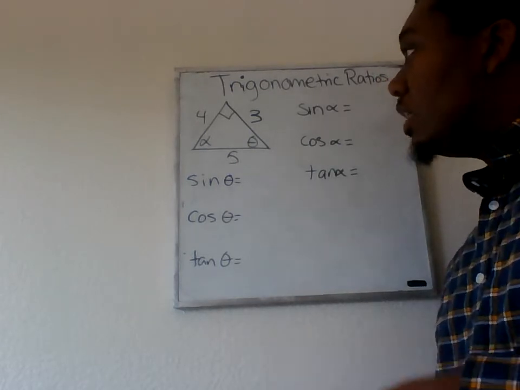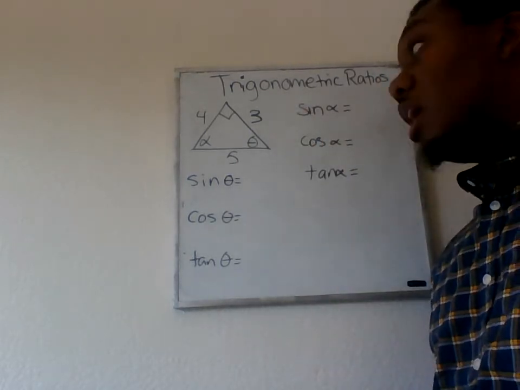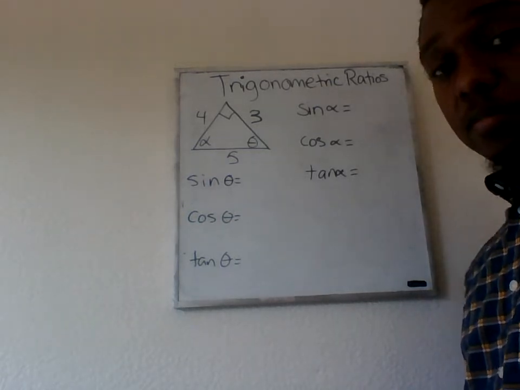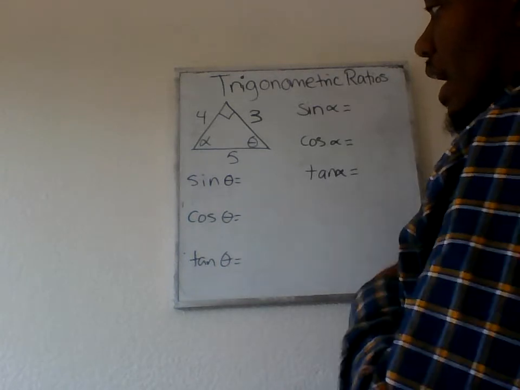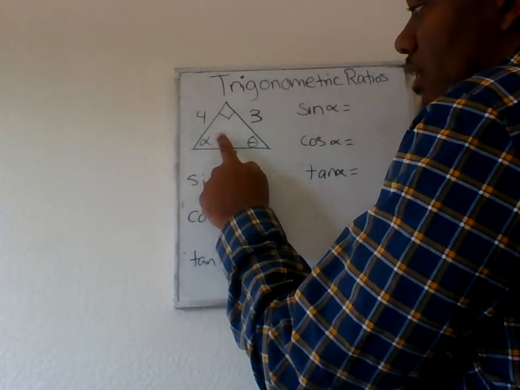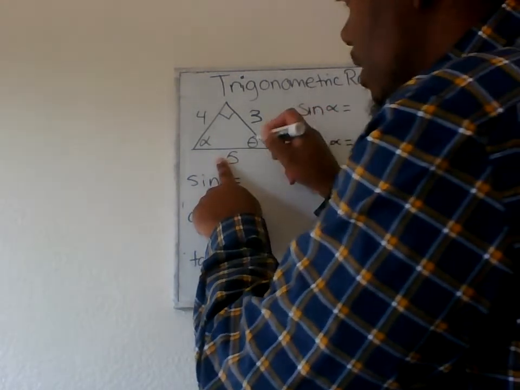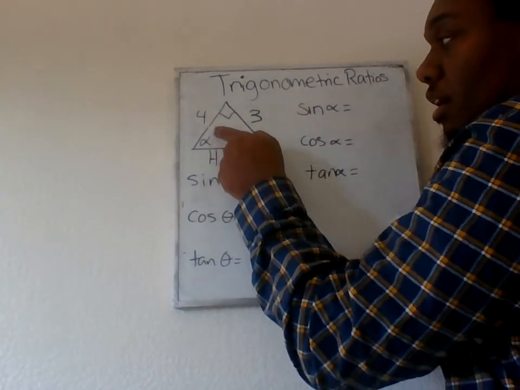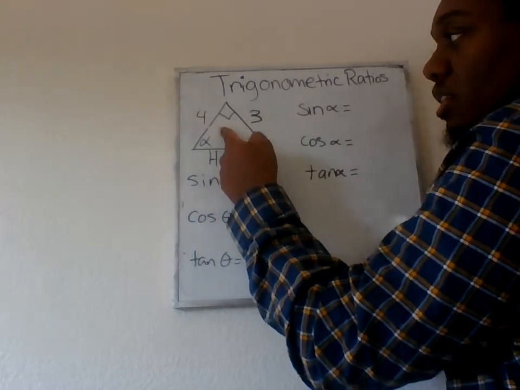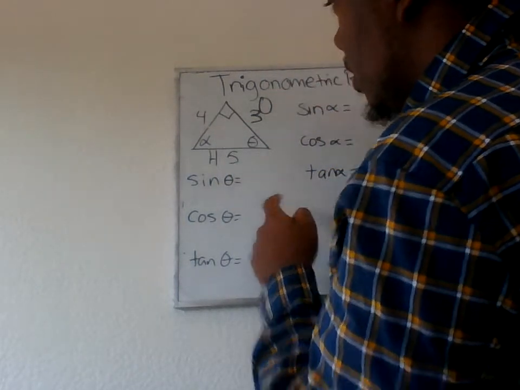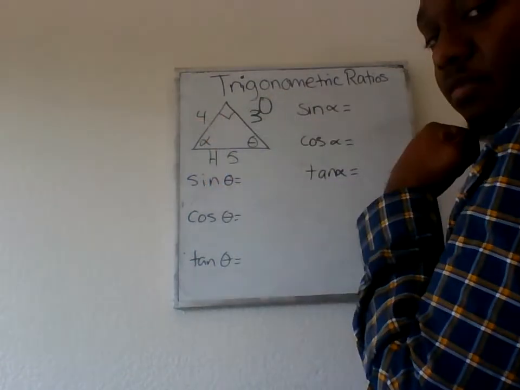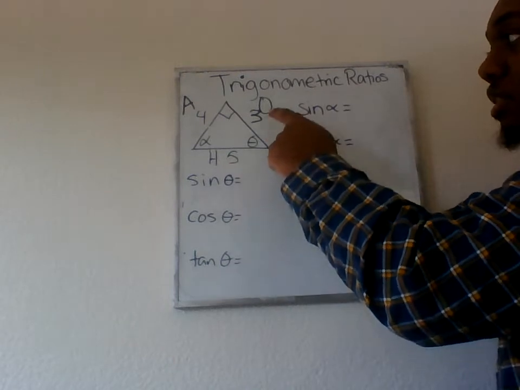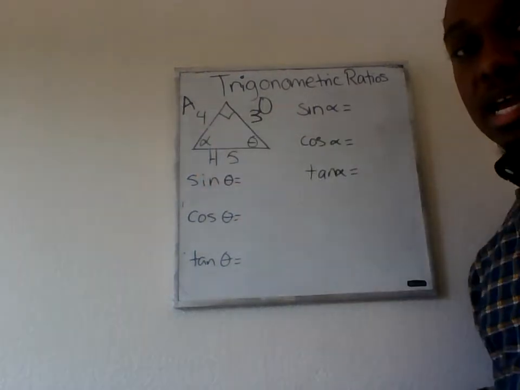Well, to start this off, we'll do alpha first. And because we're doing alpha, let's label the sides in relation to alpha. In relation to alpha, this is still my hypotenuse no matter what, so I'm going to label this with an H for hypotenuse. And from alpha, I know that the 3 is not touching it, so it's opposite, so an O. And then that means that this 4 over here must be the adjacent side, or A. So I have the hypotenuse, the opposite side, and the adjacent side.